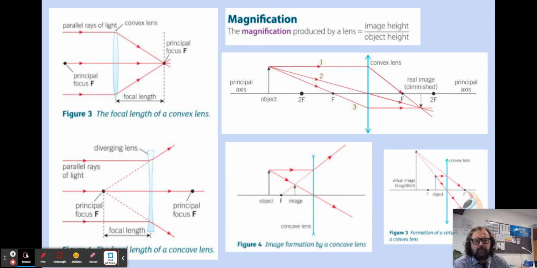You can get away with only drawing lines 1 and 2 to show where the image forms, which is where these lines cross. Practice drawing these diagrams with the object beyond 2F, between 2F and F, and between F and the lens.